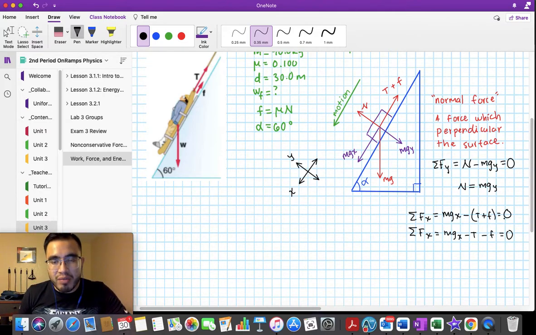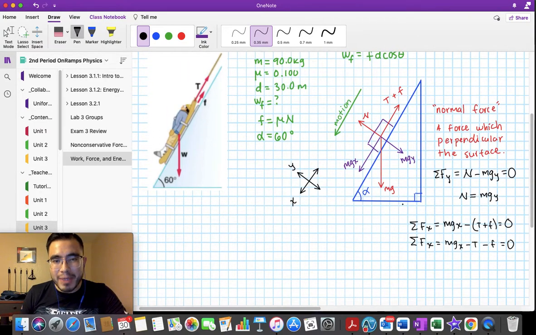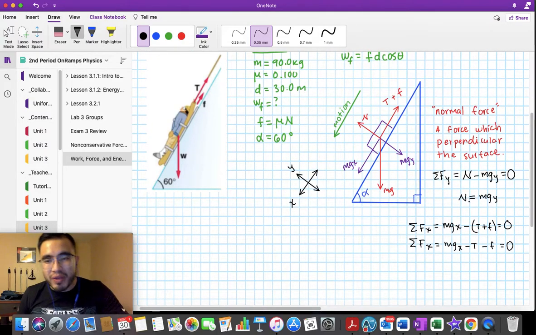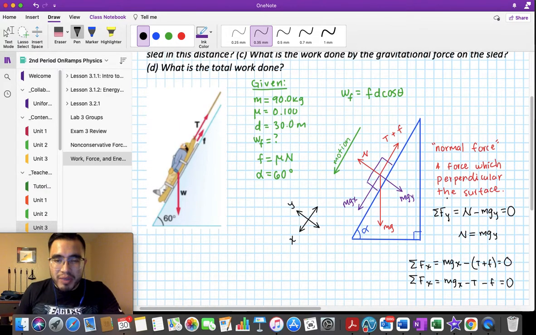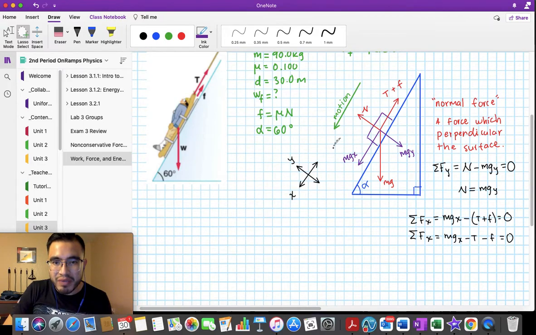So now let's try to find the work done by friction. But to find the work done by friction, we need the normal force, and we don't know what the normal force is. However, we know that the normal force is equal to the y component of gravity, mgy. We don't have mgy explicitly, but we can find it. I'm sure you saw how with trigonometry. Now I take these forces.